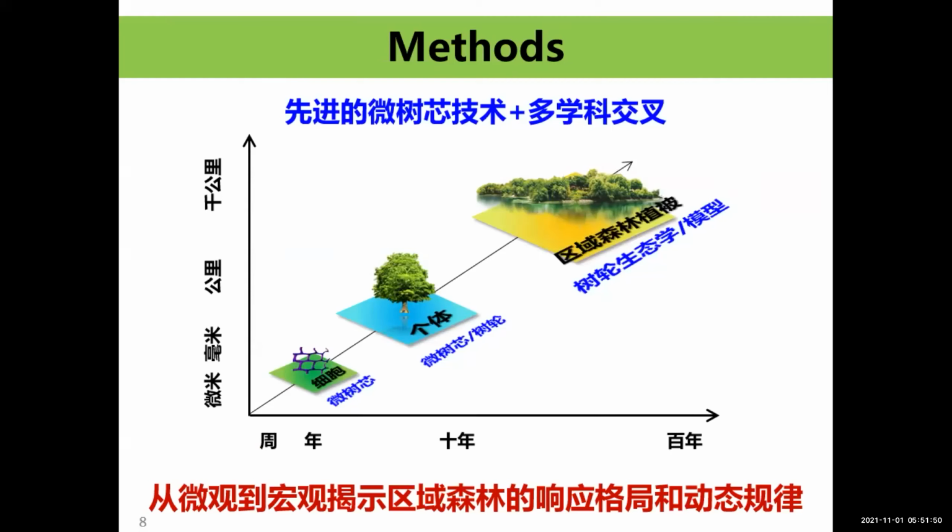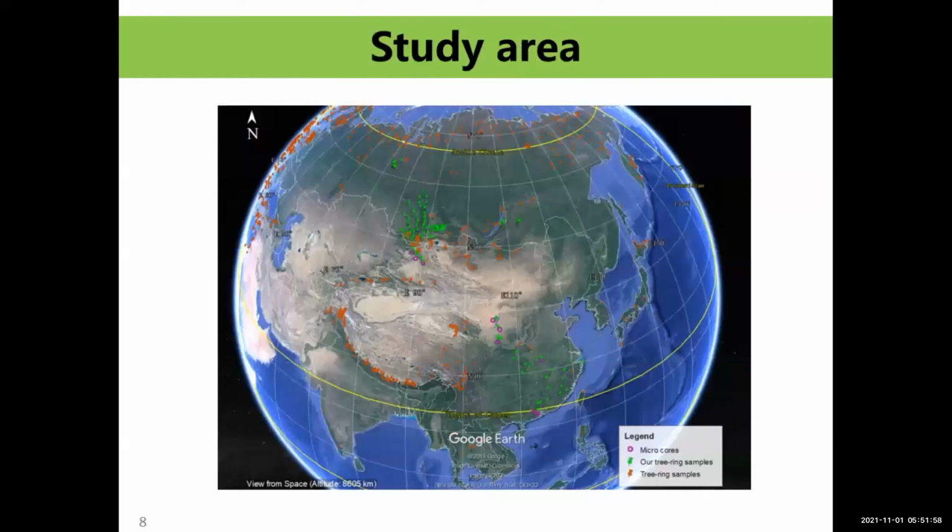Based on field experiments and open access data, this is our sampling area, from southeast subtropical China to northwest boreal forest, especially in Siberia, Russia. We have done a lot of fieldwork and collected a lot of samples and data.